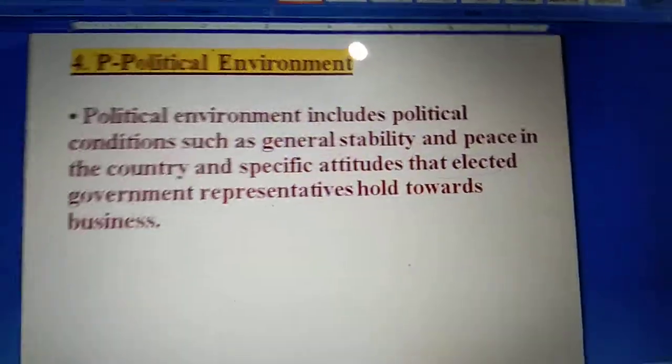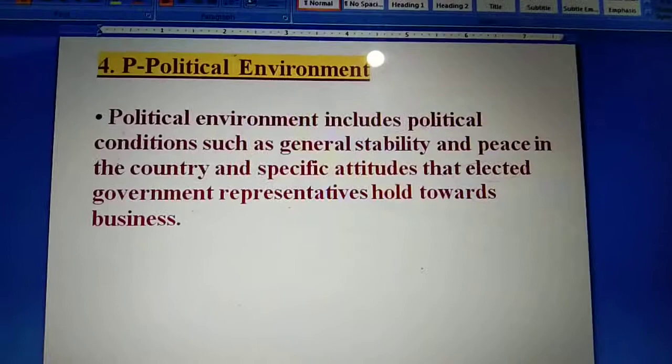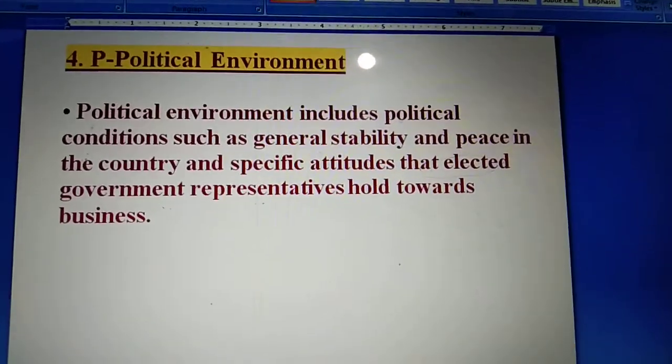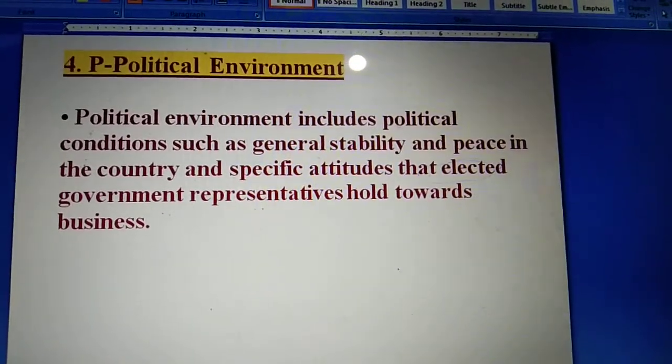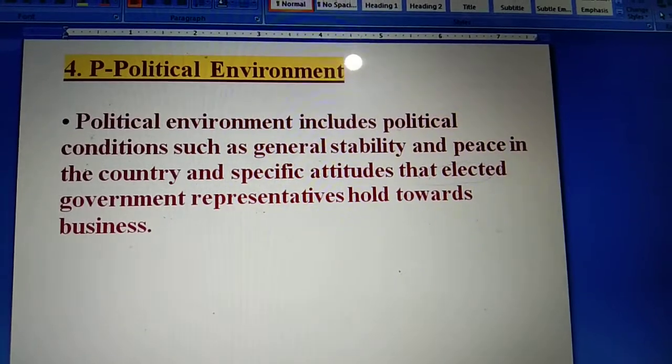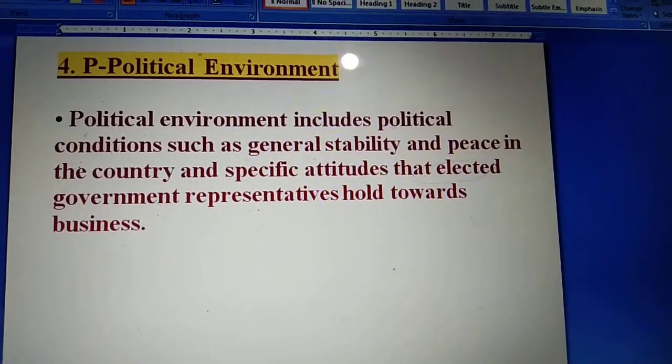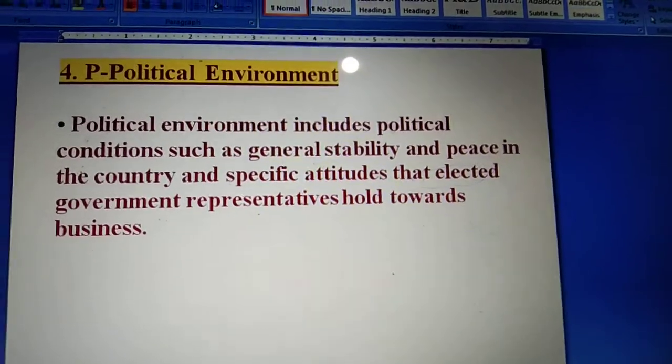Now the next dimension of business environment is political environment. How does the political environment of a country affect the business enterprises? The political environment includes the political conditions such as general stability and peace in the country and the specific attitude that elected government representatives hold towards business.